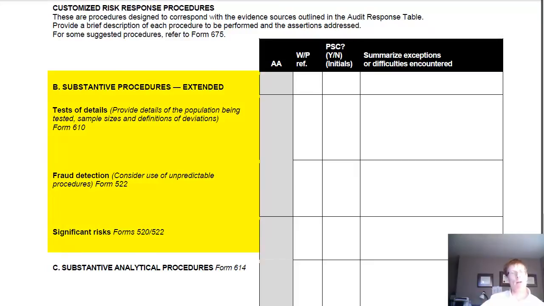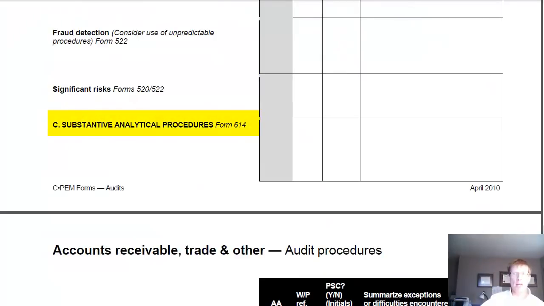As we move further down the page, you can see that there's an opportunity for extended tests. And again, remember, the higher our assessment of control risk and inherent risk, the more evidence we need to gather. So there may be a requirement for us to actually do more tests of detail than what has been represented above. These could be either tests of detail, fraud detection procedures, or other tests to address significant risks. In section C, we have the substantive analytical procedures. And again, this takes us over to another form. And I'll actually jump over to this form just to show you what it looks like.